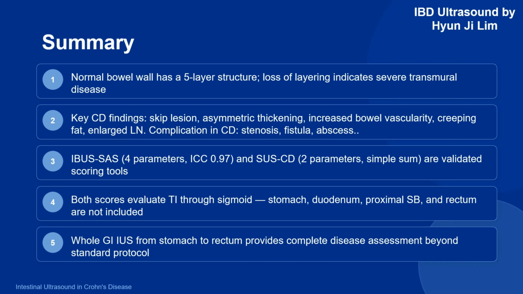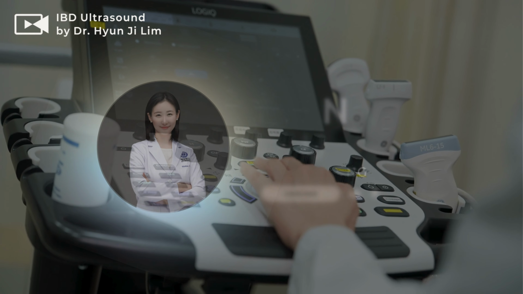4. IBUS-SAS and SUS-CD evaluate the terminal ileum through the sigmoid colon, but the stomach, duodenum, most of the small bowel except the terminal ileum, and rectum are left out. And 5. A whole GI ultrasound from stomach to rectum gives the most complete assessment of disease beyond the standardized protocol. Thank you.